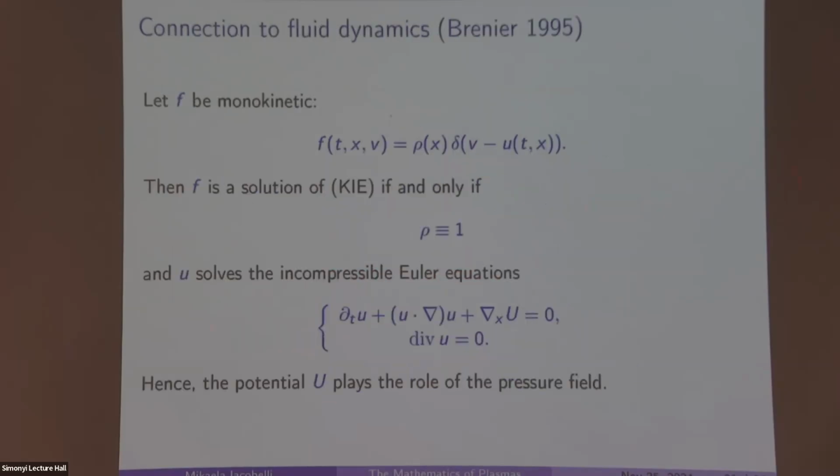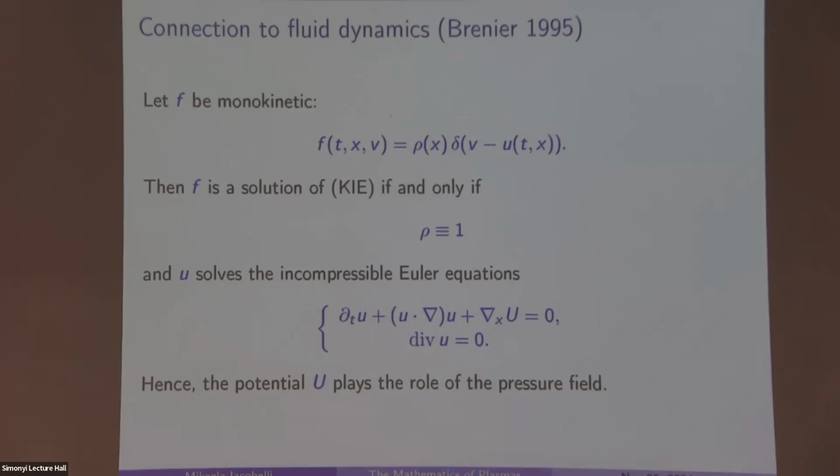And now let me show you why these are called kinetic incompressible Euler. So Yann Brenier understood this link between kinetic and fluid in the context of monokinetic functions. So you have f of t, x and v. So monokinetic is this.